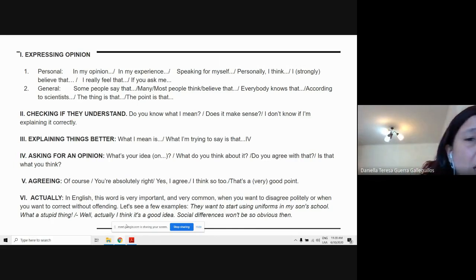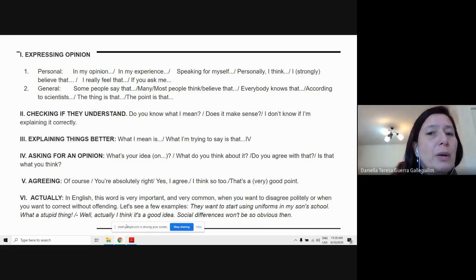Now, also checking if they understand. Si tú estás conversando, te importa que tu audiencia comprenda. Entonces, do you know what I mean? That is quite informal. Más formal decir, does it make sense? Y aún más formal si estás en una reunión, es mejor decir, I don't know if I'm explaining it correctly. ¿Ya? Ok, vamos a ir practicando esas oraciones.